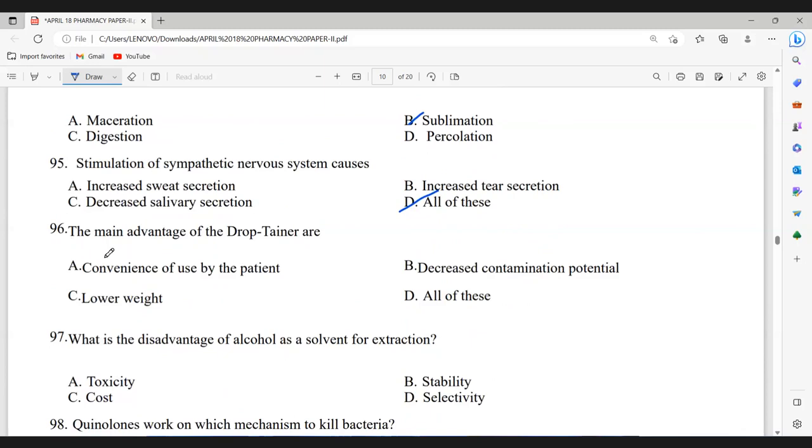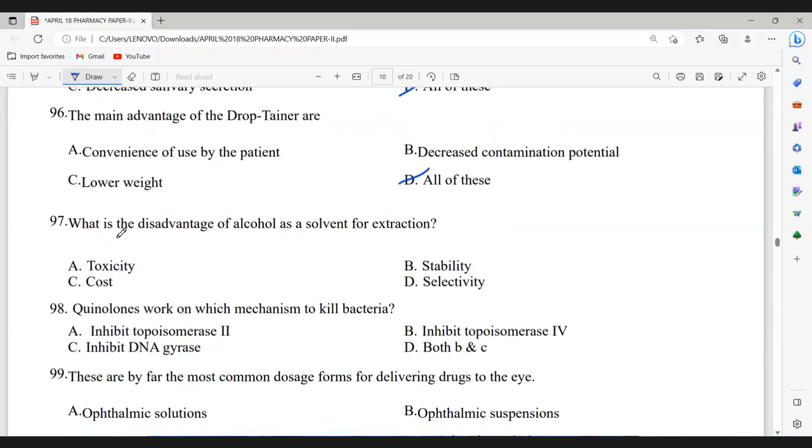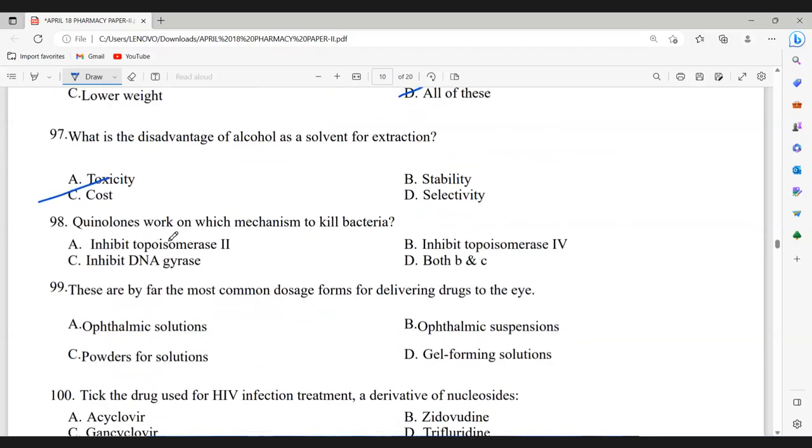The main advantage of drop trainers are all right. What is the disadvantage of alcohol as a solvent for extraction? Disadvantage: cost. Then quinolones work by which mechanism to kill the action? Mechanism of action.